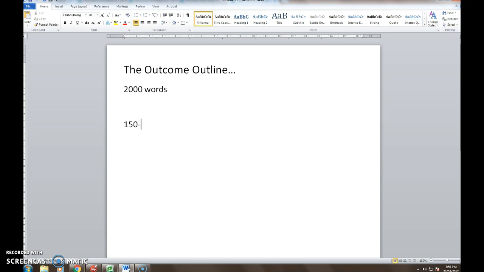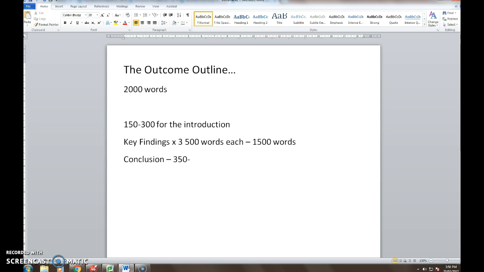Of that, approximately 150 to 300 should be for the introduction, which means that your key findings, of which there is probably around about three, will have around about 500 words each. That will give you approximately 1,500 words. This leaves your conclusion, which you should have somewhere between around 350 to 200 words. Make sure that you leave enough words to be able to resolve your question.